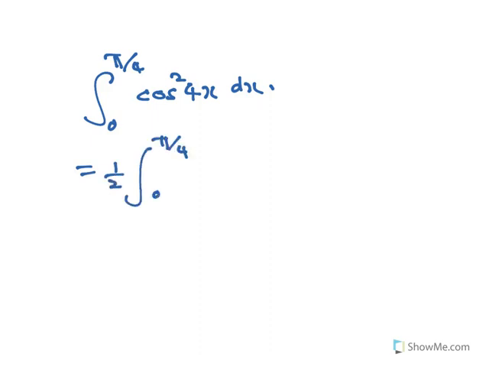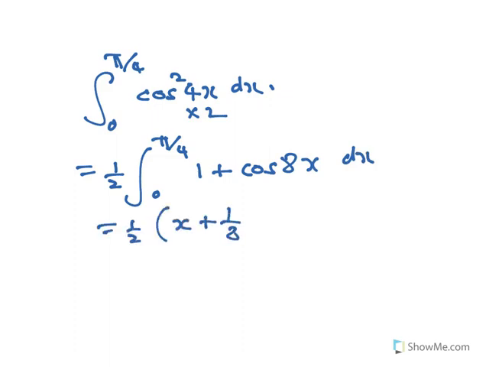Okay, so the integral of cos squared 4x, so change it to the different form. So it's 0 to pi on 4 of 1/2 (1 plus cos), now it's 2x, so you've got to times the 4 by 2 to get 8x dx. So integrating that, now you get x plus integral of cos is sine, and you've got to divide by the derivative, which is 8. So 1/8 sine 8x.